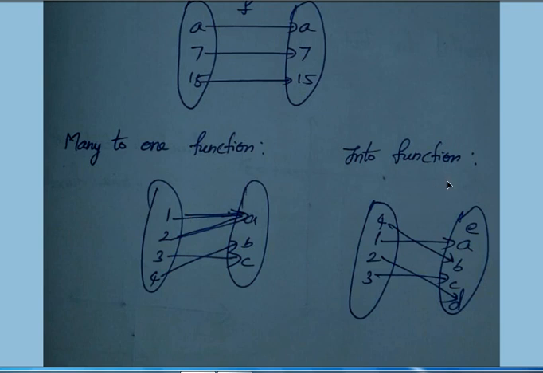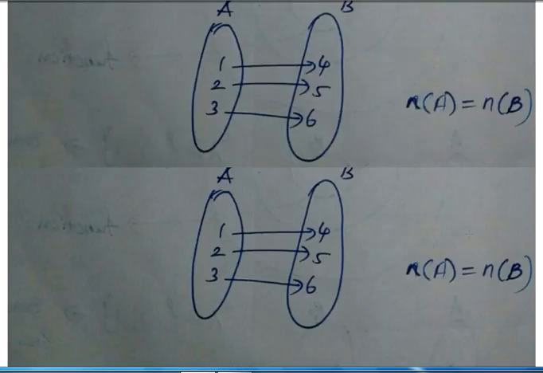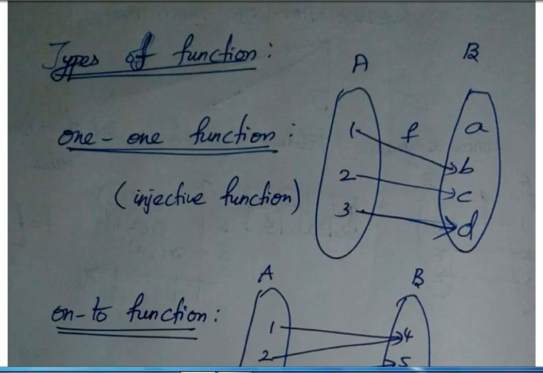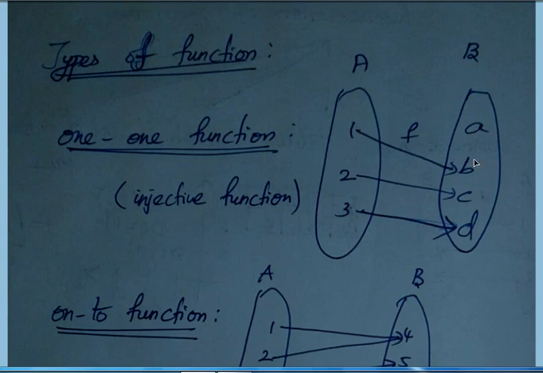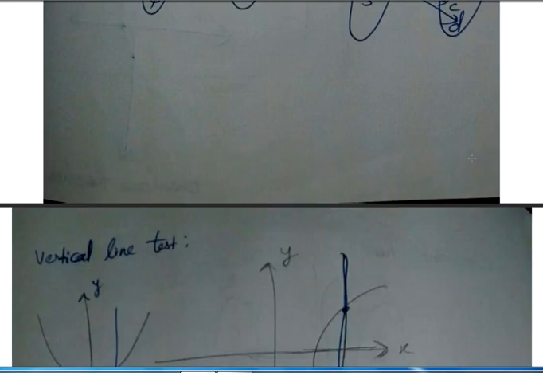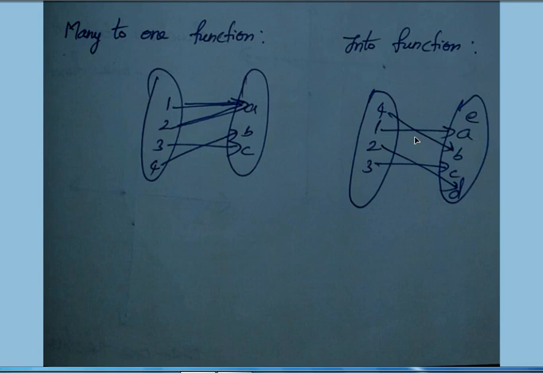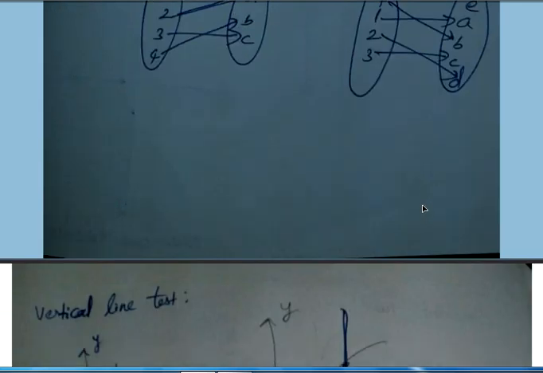And the next one is into function. Already we saw in the one-to-one function that element A is remaining, there is no pre-image for the element A. This type of function is called into function. So this is into function. Here the element E does not have any pre-image. Therefore it is into function.